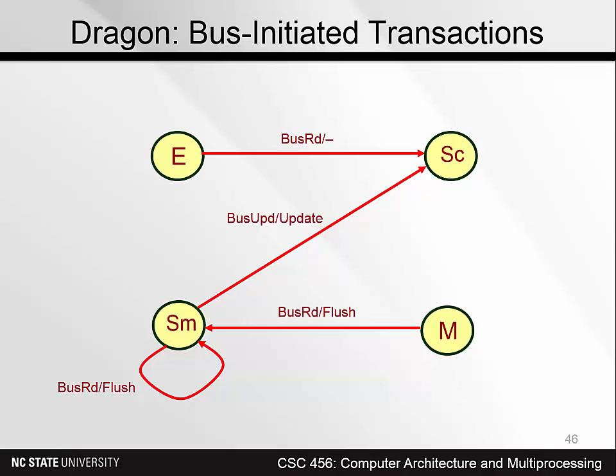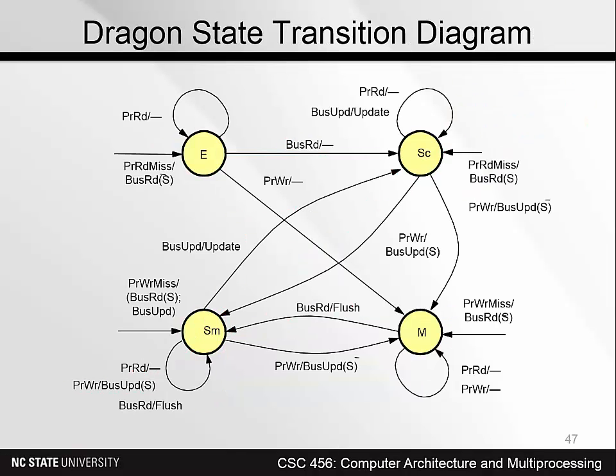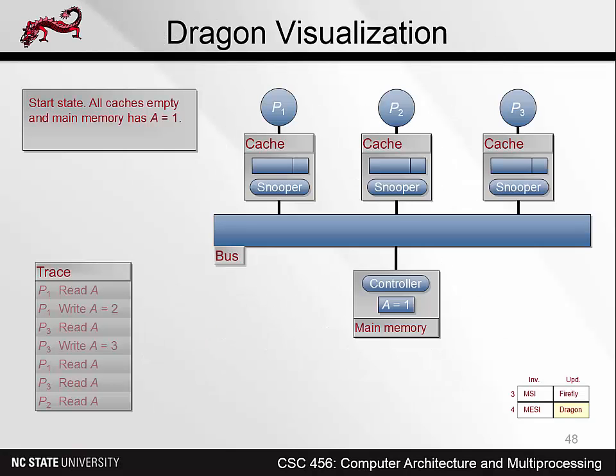It also updates its line accordingly. If it's in state SC when a bus read or a bus update occurs, it stays in state SC. In case of a bus update, it updates its line. We can put both processor-initiated and bus-initiated transitions together in the same diagram. Here, a vertical bar over an S indicates that the shared line is not asserted.